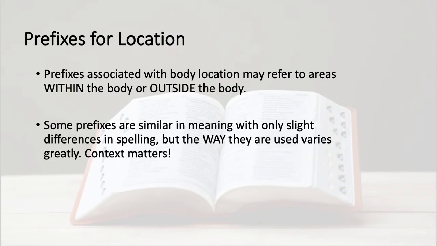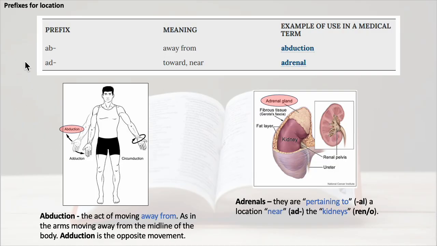So we're going to begin with prefixes for location. Prefixes associated with body location may refer to areas within the body or outside the body. And as I mentioned, some prefixes have similar meanings, and we'll go through some that also have very similar spelling but still slightly different, and the way that they're used varies in context. So we'll discuss some more examples of this and how the context is specific in prefixes that have similar spelling. So here's an example of this.